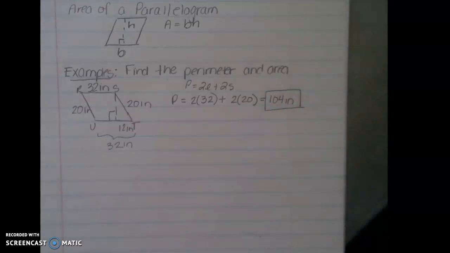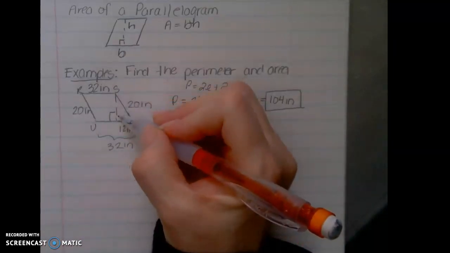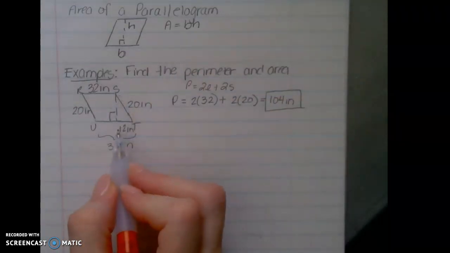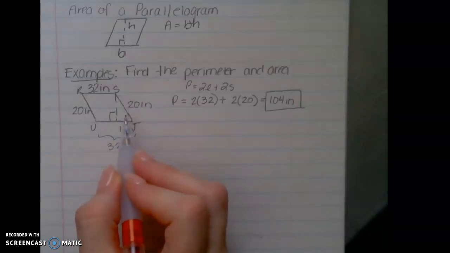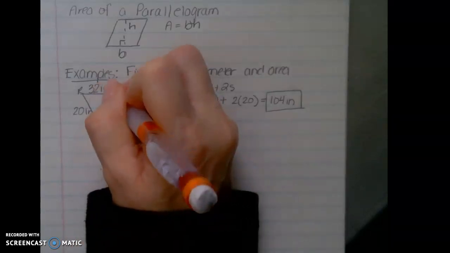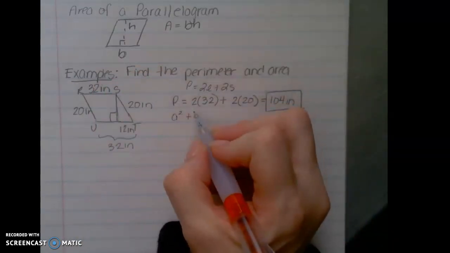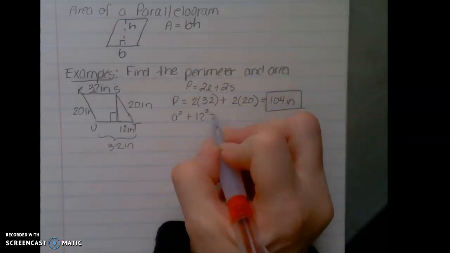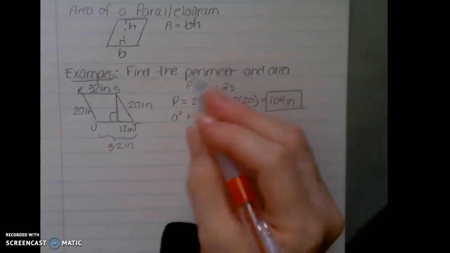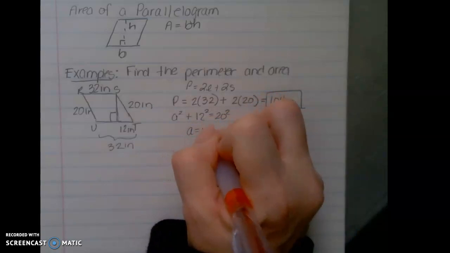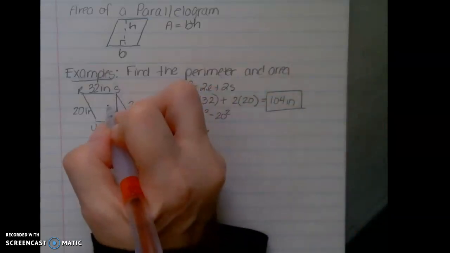Now let's find the area. Find the height of the parallelogram. The height forms a right triangle with the points ST and with base 12 and a hypotenuse of 20. So we're going to use the Pythagorean theorem to find this height right here. So a squared plus 12 squared equals 20 squared. You guys can do all the work. A equals 16, so that's the height.